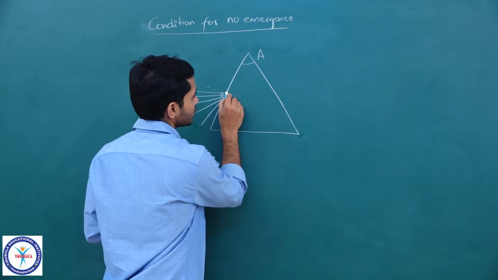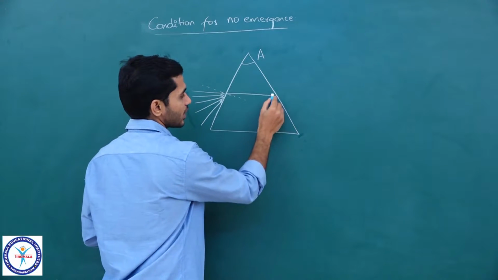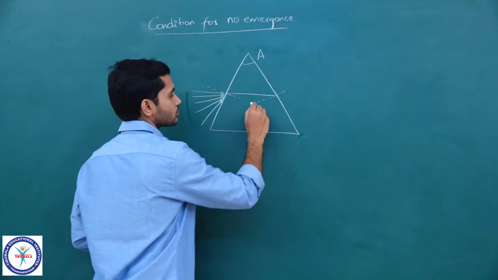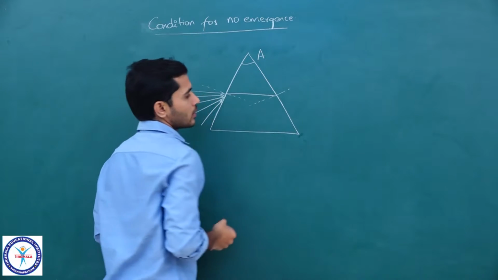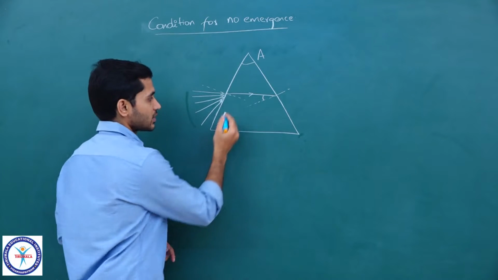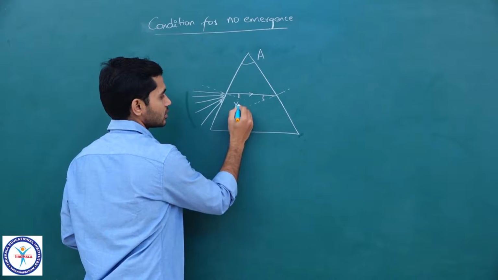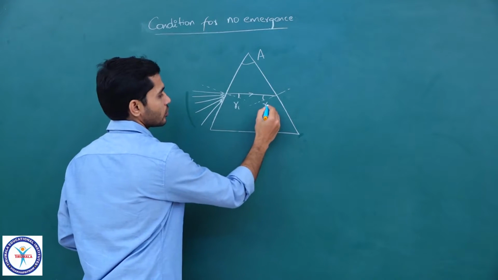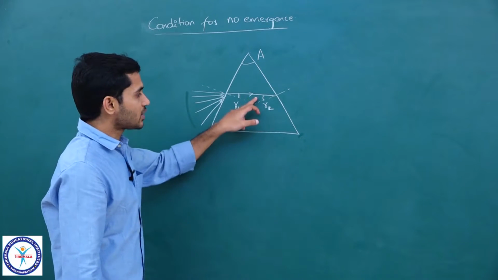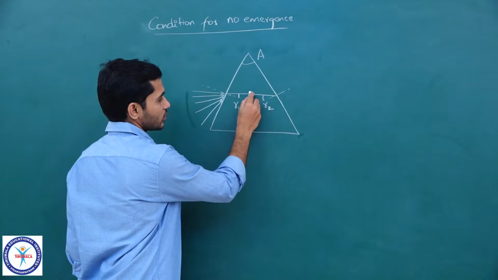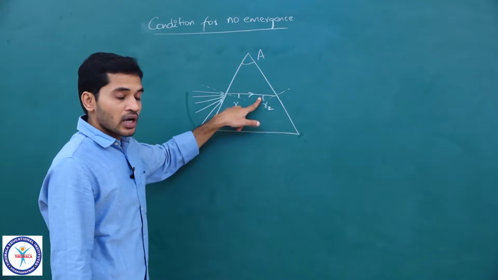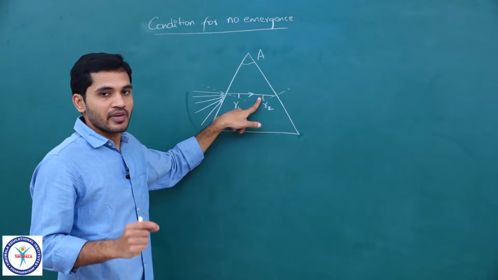Let us say this light ray enters into this medium and strikes here, and this is the angle of incidence for the second surface. Let me call this R1 and this one R2. If you look at this particular light ray which is incident on the second surface, can I say this R2 is the smallest possible value?